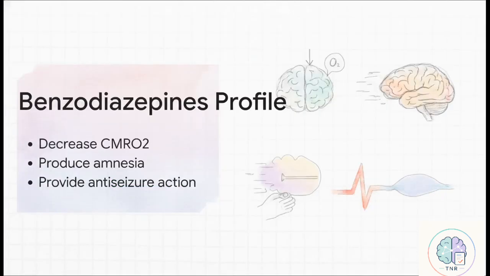Let's look at their exact profile. The absolute critical metabolic effect you need to note here is that benzodiazepines actively decrease the cerebral metabolic rate of oxygen, or CMRO2, by lowering the brain's demand for oxygen, while simultaneously providing those amnesia and anti-seizure effects. These drugs create a much safer, more stable environment for the brain during an invasive procedure.